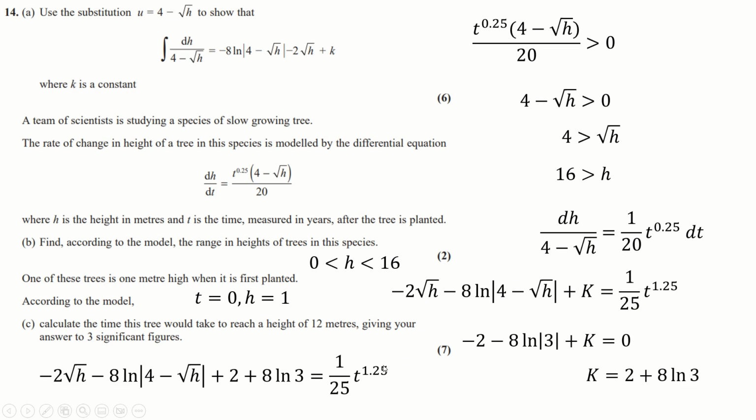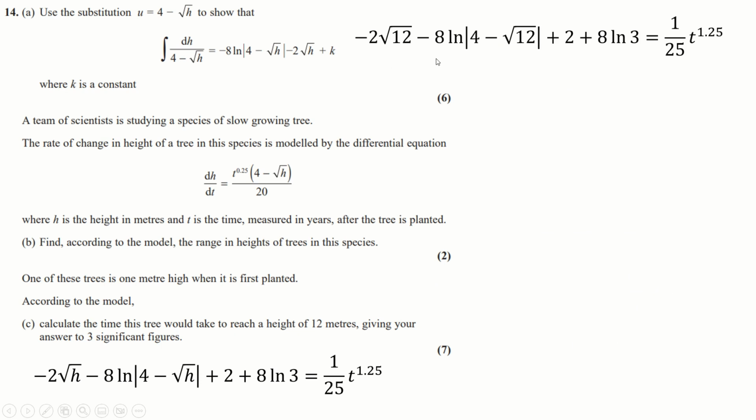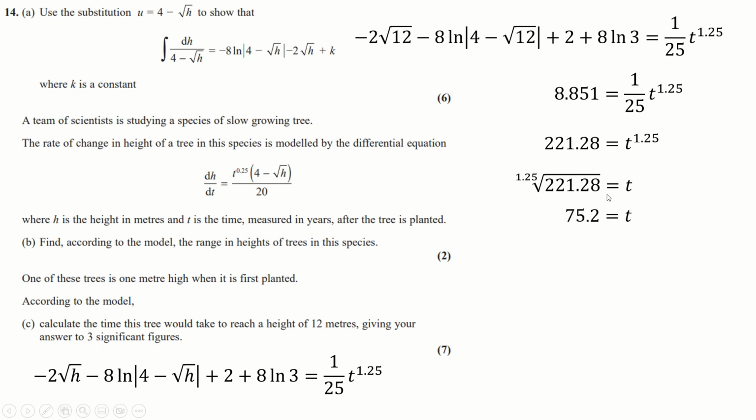And yeah, that's good. What we need to do, though, is work out how long it would take to reach a height of 12. So we need to put h is 12 into here. And then, yeah, all of this is a funky looking number. So just type it all into a calculator. Get this, times by 25. And then the easiest way to finish this off is to take the 1.25th root of this number here. Whatever number is here, you can just take that root in your calculator. And you'll get your answer of this, which is done.